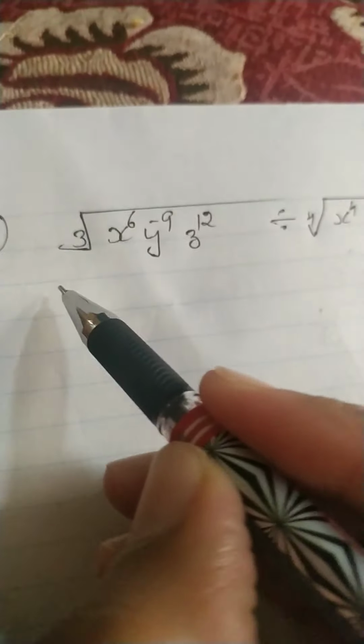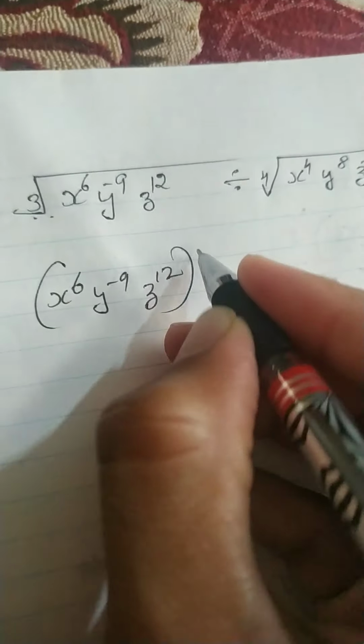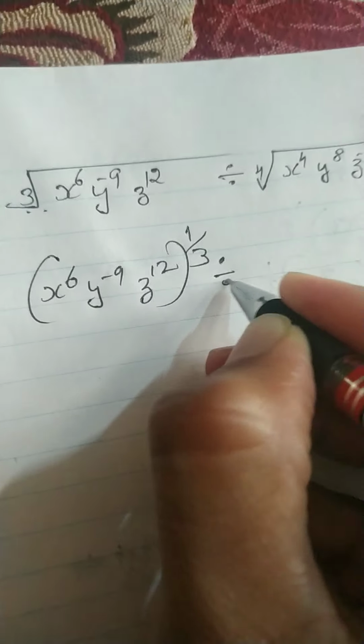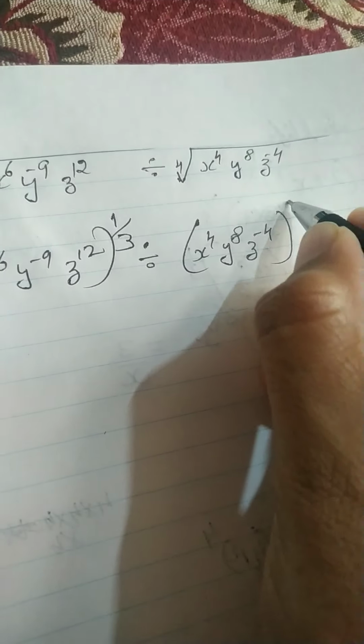So here, what is with the root? 3, the cube root. So in terms of power, how can we write it? It will become 1 by 3. Which root is it? Fourth root. In terms of power, we have to remove the root and write it in terms of power.